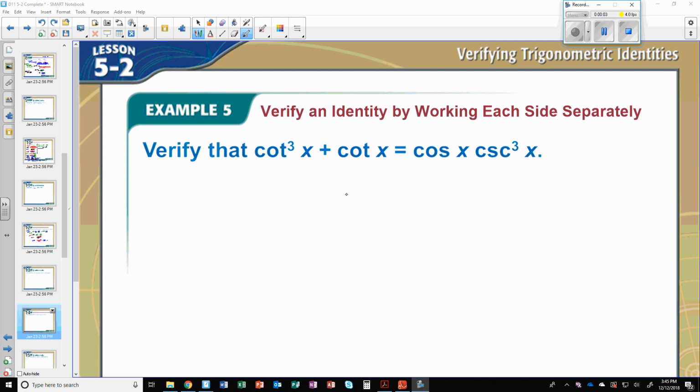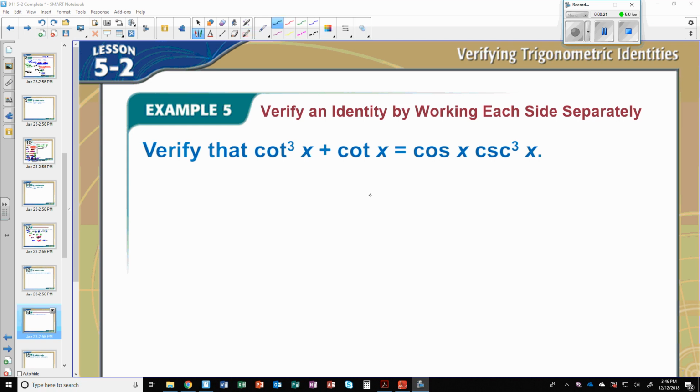Example 5, verify that this is equal to that. Okay, so we start with the more complex side, which right now I'm not really sure. Now you can see up here that it says verify by working each side separately, but you won't always have that information. So I'm going to start, and we'll just say, let's go to the left. I could factor that.